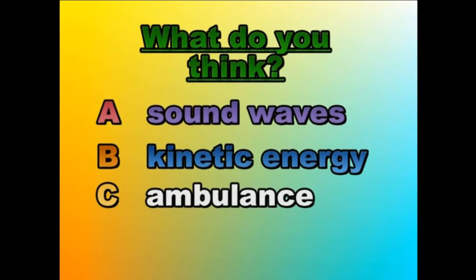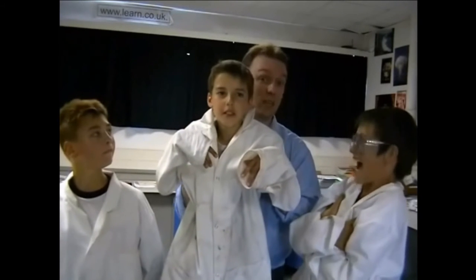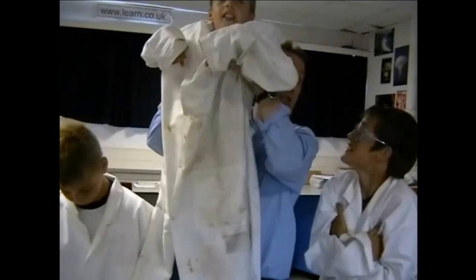Which one do you think is the truth? That's correct. The answer is B. So, to give something gravitational potential energy, all you've got to do is lift it up. It's stored potential energy. If you want to give it more, you lift it higher. And to get rid of the gravitational potential energy, we release it. It becomes kinetic. Dead easy to remember, isn't it?